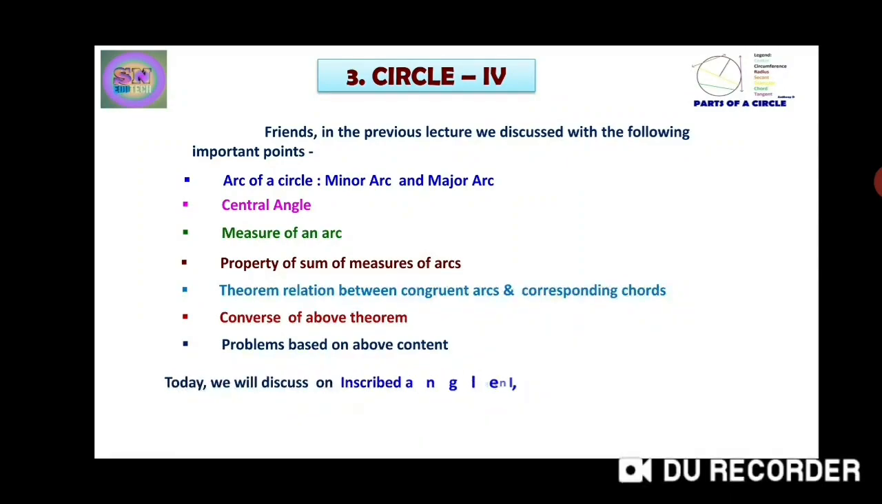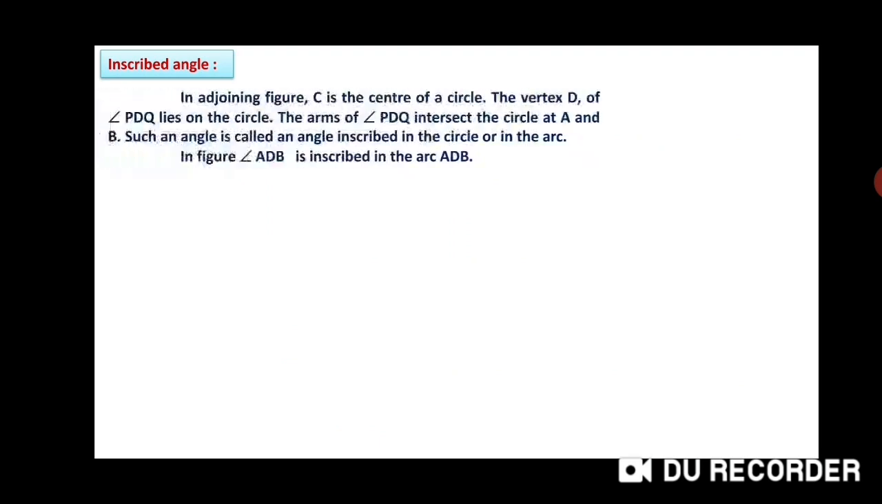Friends, today we will discuss inscribed angle, intercepted arc and their properties. Inscribed angle. In the adjoining figure, C is the center of the circle. The vertex D of angle PDQ lies on the circle. The arms of angle PDQ intersect the circle at A and B. Such an angle is called an angle inscribed in the circle or in the arc. In the figure, angle ADB is inscribed in the arc ADB.